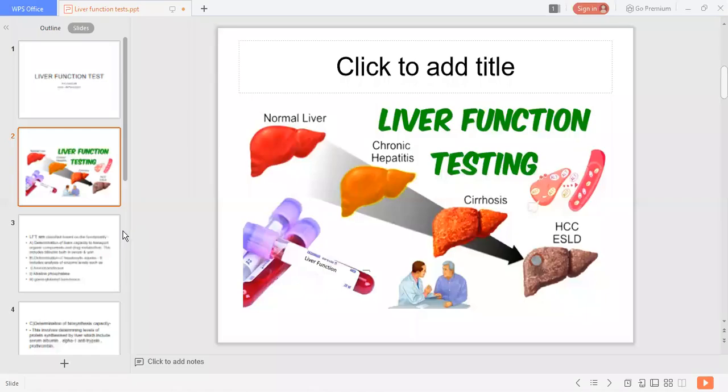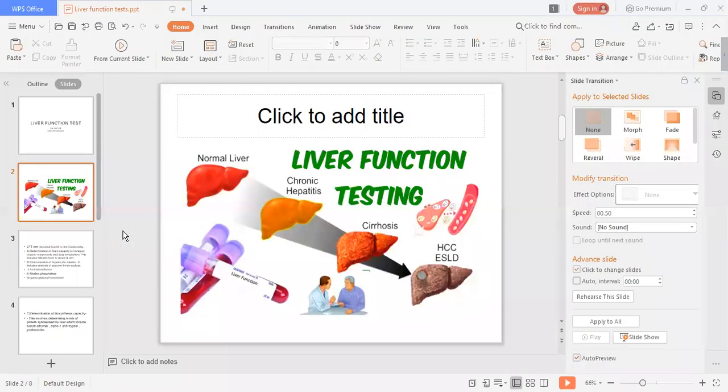So today we discussed the liver function test. The first part we discussed was the liver function test which determines the capacity to transport the organic component, that is serum bilirubin levels. Serum bilirubin we talked about as total bilirubin, direct bilirubin, and indirect bilirubin. The second part we discussed was the determination of hepatocytic injuries.